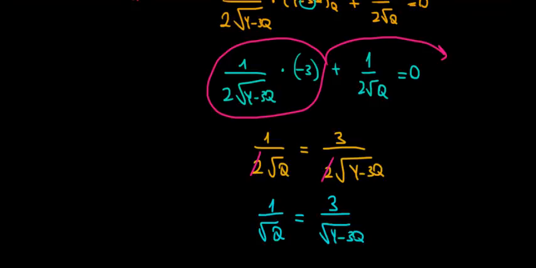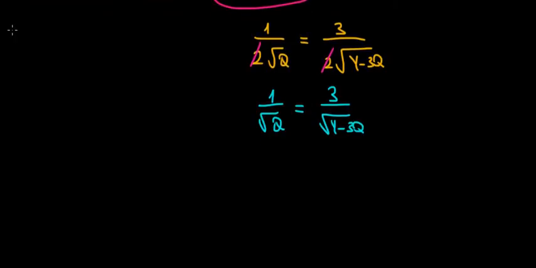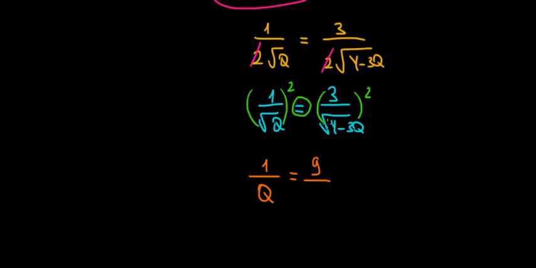Now to get rid of the square root, we will take the power of 2 of both sides, because this is an equation, so we can do so. We can take the power of 2 here and there. Now if we raise both sides to the power of 2, what do we get? 1 squared is just 1, divided by square root of q to the power of 2 is q, equals 3 to the power of 2 is 9, divided by square root of y minus 3q to the power of 2, that's just y minus 3q.